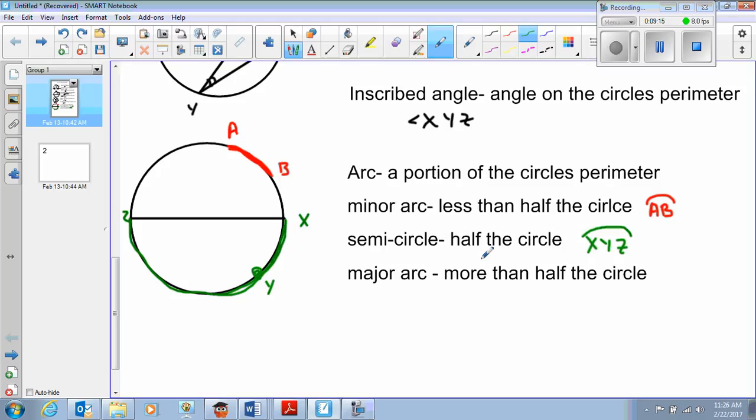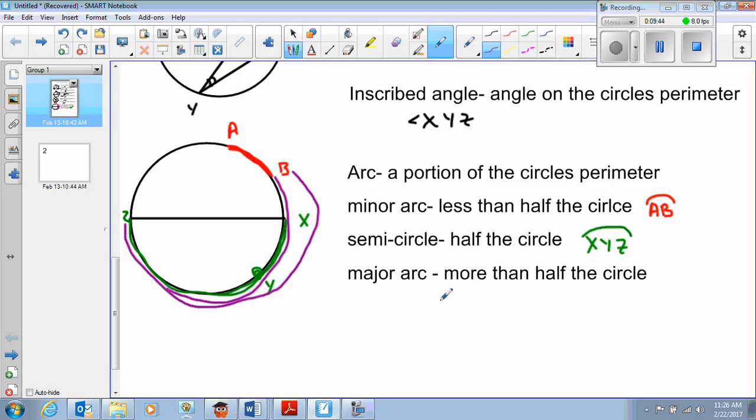And then the last type of arc that we talk about would be an arc that goes more than halfway around the circle. Again, this is going to be named with 3 letters. So maybe here I'm talking about this arc starting at Z, going all the way around here, goes past X to be more than half the circle, and maybe it ends at B. So really I'm talking about all this right here. So more than halfway around the circle.